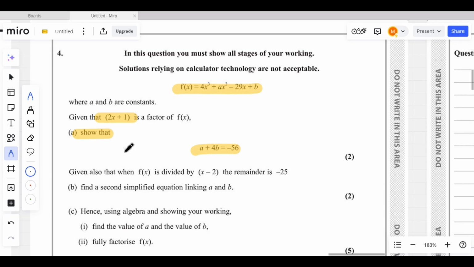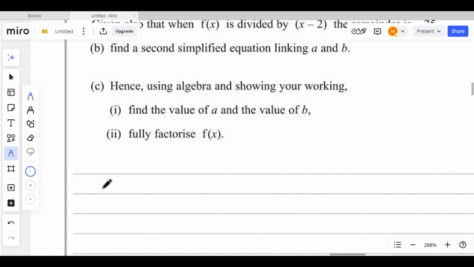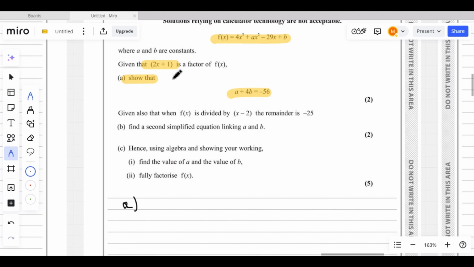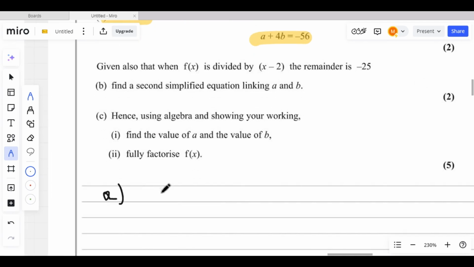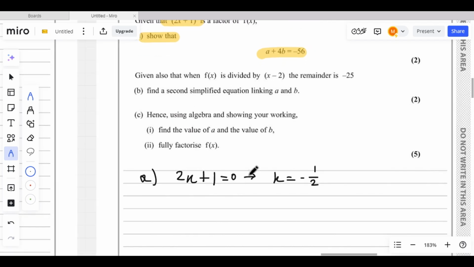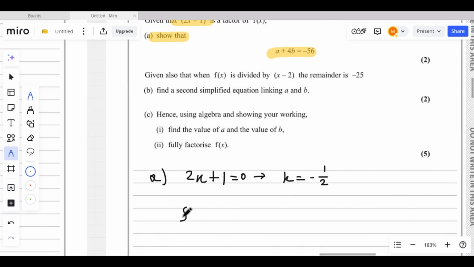So we can use the factor theorem here directly. According to the factor theorem, since 2x plus 1 is a factor of f of x, we can write 2x plus 1 equals 0. From there we can write x equals what? Negative half. So we will put this value of x into the function. f of negative half equals what?